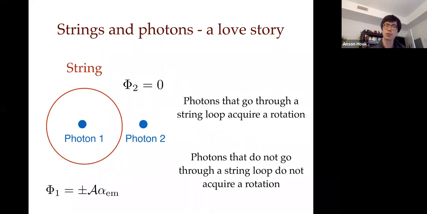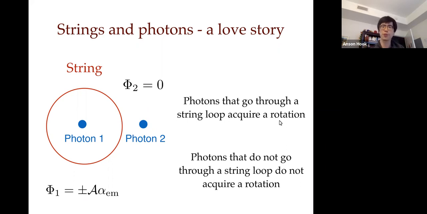The other situation you might imagine is that strings sometimes form loops, and you can ask what happens in this case. If light goes through the loop, you get a phase whose sign depends on the orientation of the loop. And if you miss the loop entirely, you just get no phase. So if instead you have a loop in the sky and you're shining light on it, then everything inside will be rotated by a phase. Everything outside will be untouched.